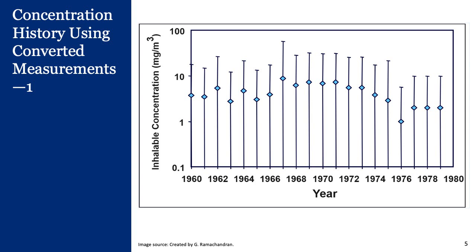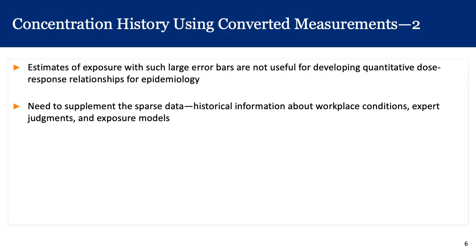And what it boils down to is that these measurements by themselves are really not very useful in characterizing exposures. And the estimates of exposure with such large error bars are not very useful for developing quantitative dose-response relationships in epidemiology. And therefore, we need to supplement the data with historical information about workplace conditions, expert judgments, and exposure models.